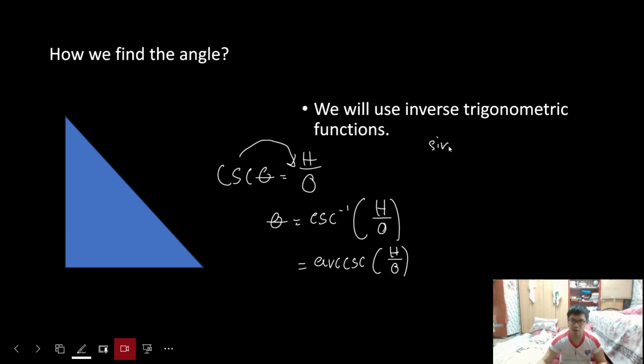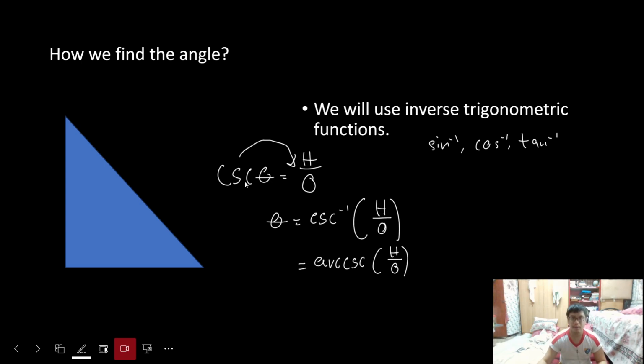And those are arcsine, arccosine, and arctangent. So there's no such thing as arccosecant in your scientific calculator, unless it is given in your scientific calculator. So what are we going to do? Is there something that we can do in order to find the arc cosecant? Yes, we can do that.